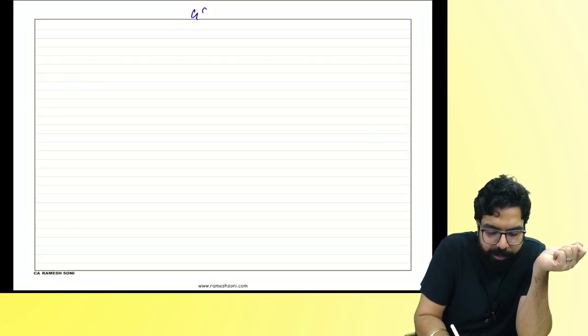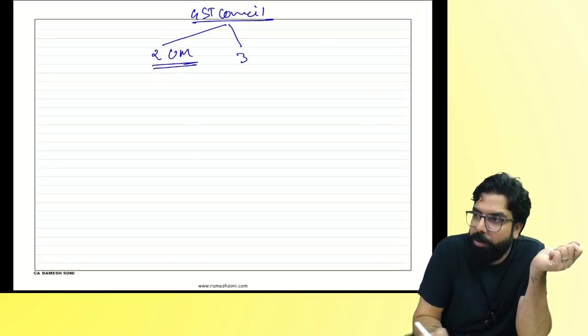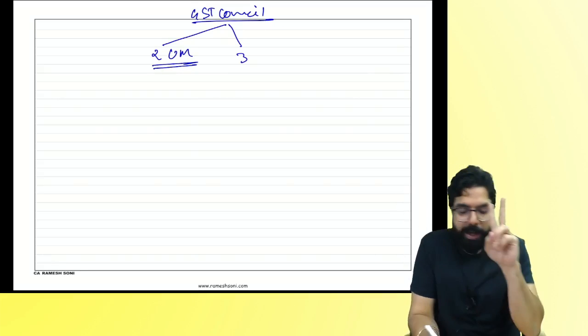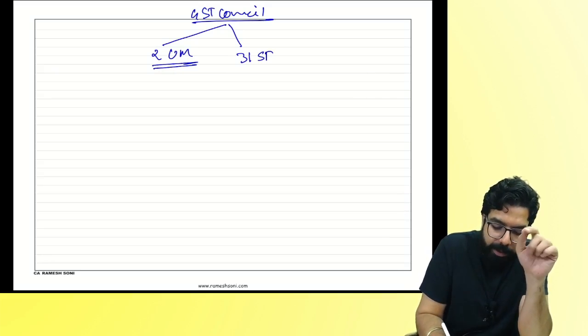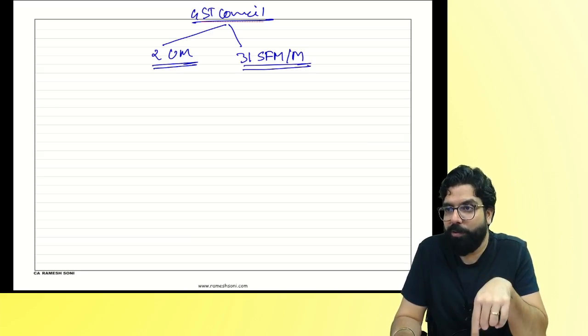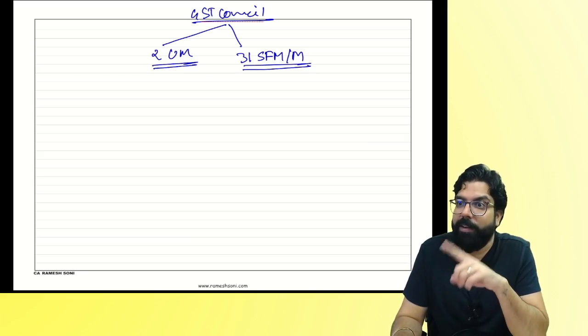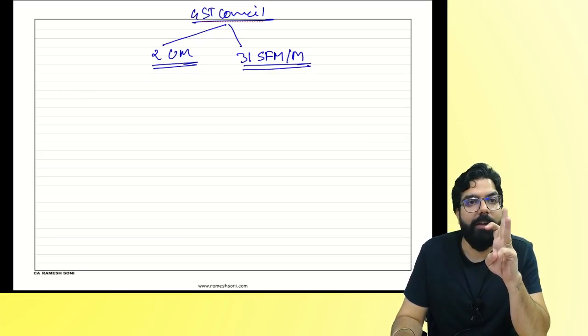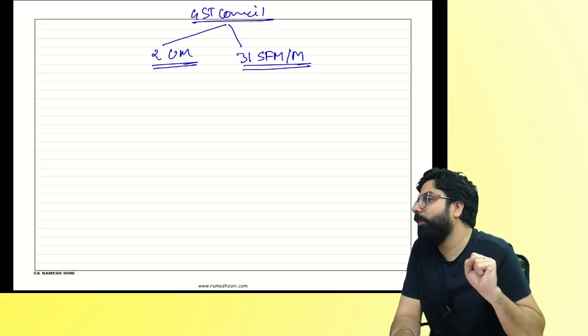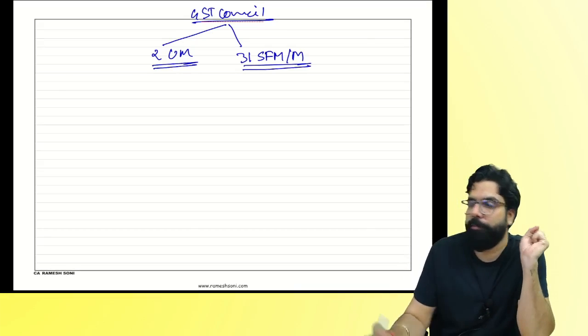So tell me one thing. In the GST Council, we have how many members? 2 union members. Arey, 2 union members, no. One is finance minister and one is union minister of state. And how many state government ka? State finance minister or any minister which is nominated by the state. How many states we have? 31. Now you say, is it 28 or 31? 28 plus 3. Delhi, Pondicherry, and Jammu and Kashmir. That's why I always say there are 31 states. Can I go ahead, everyone? Next.